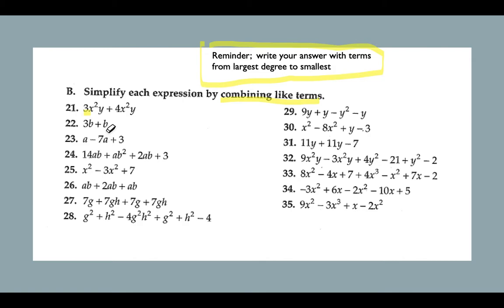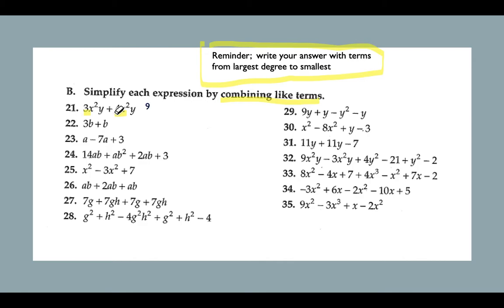So when your terms are like terms, all you want to do is focus on your coefficients. Remember, coefficients are the numbers in front of your variables. In this case, my coefficients are 3 and 4. This operation right here tells me to add the two terms.